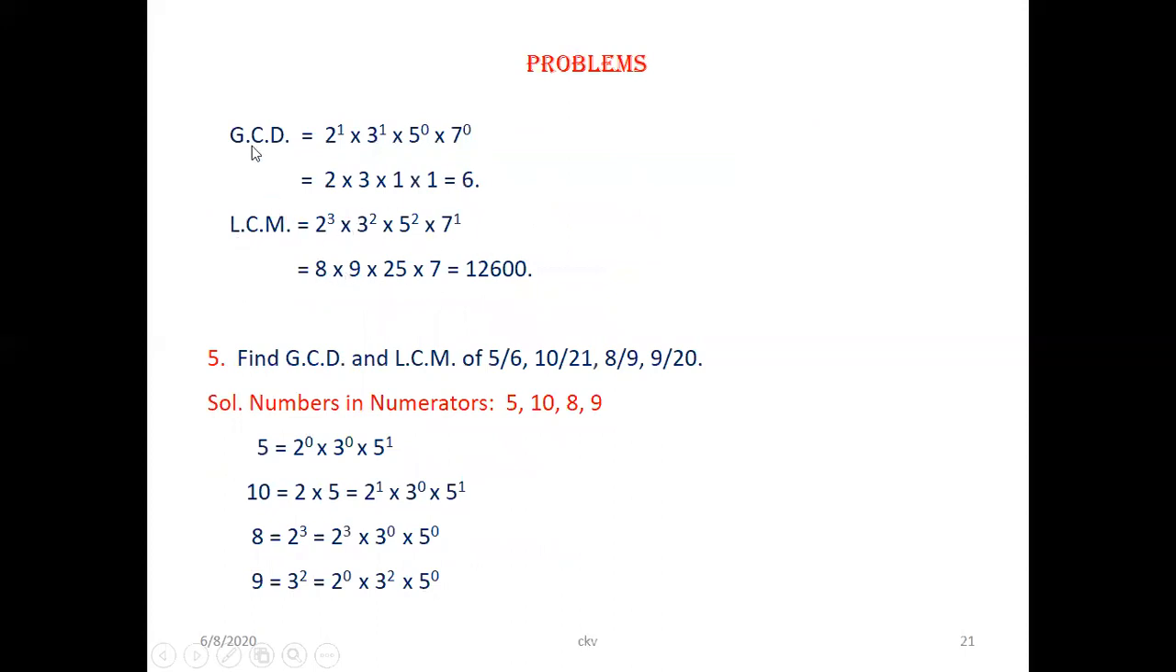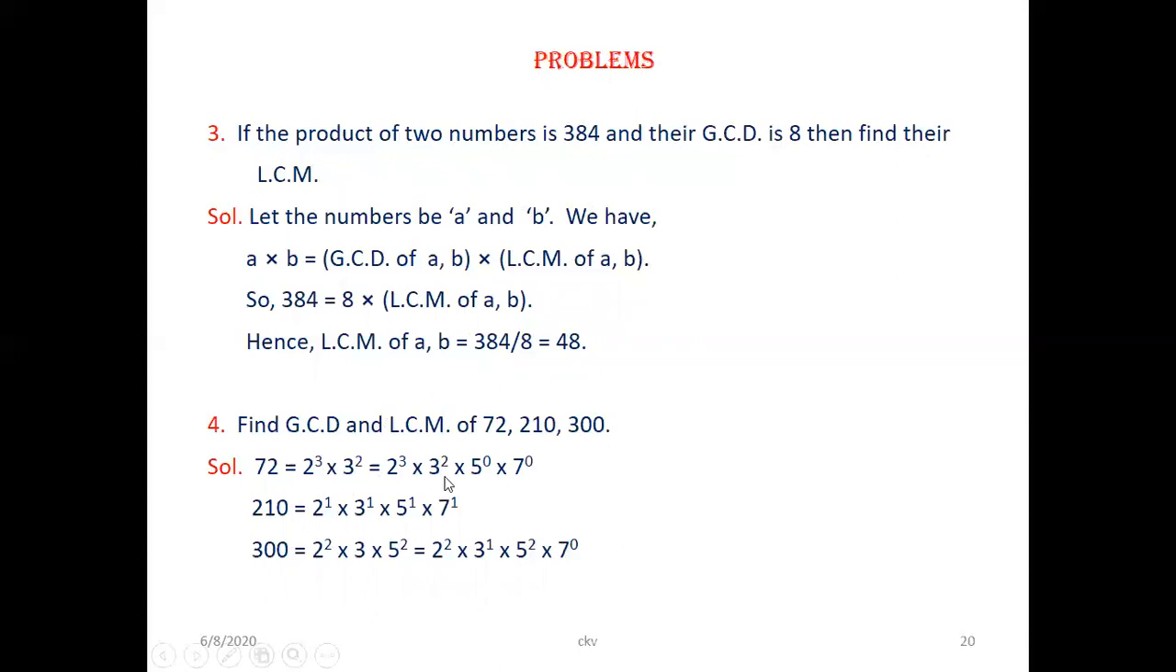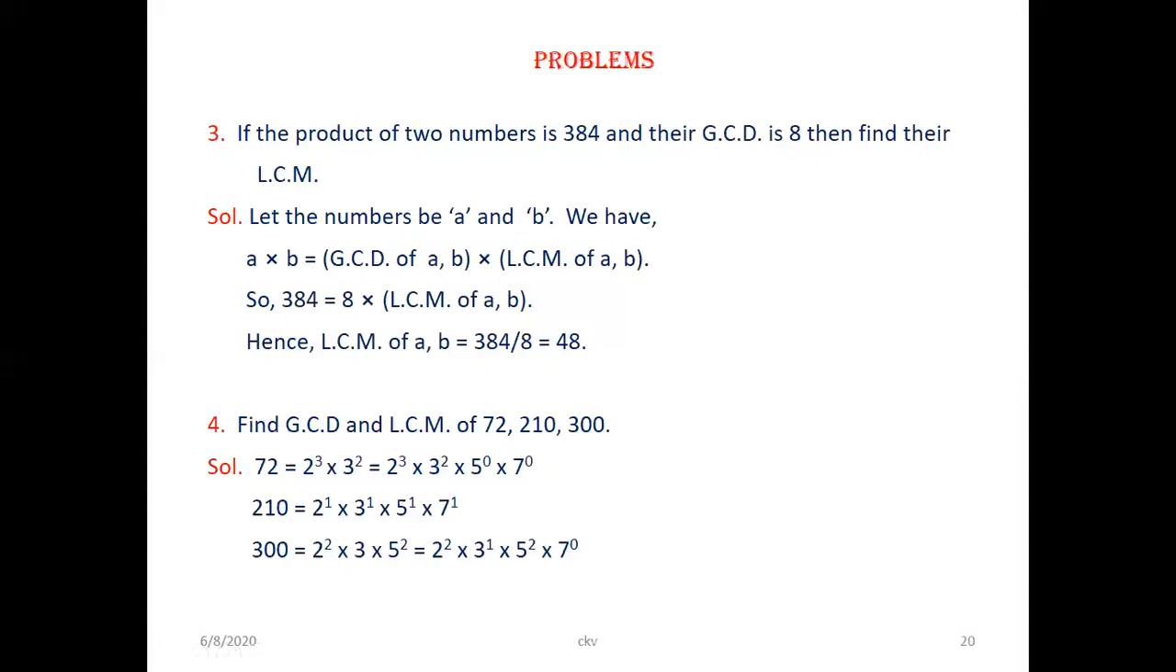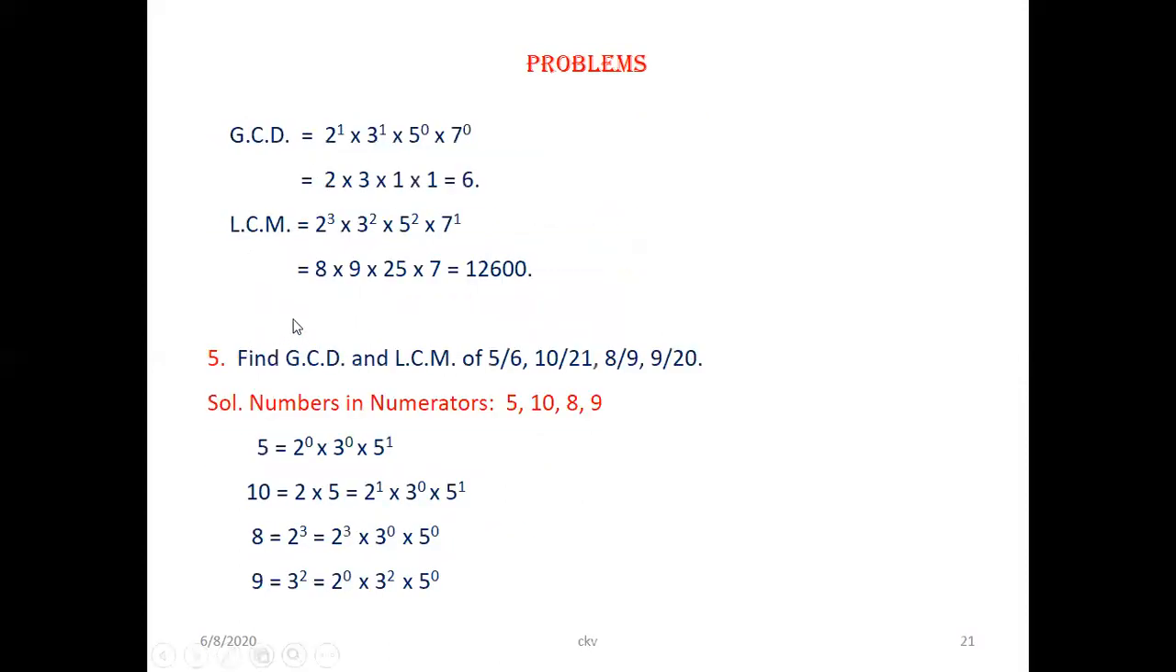And then for GCD, after writing the prime powers here, you pick up the powers with least. Here 2, 3, 5, 7 are common in all these numbers. So you write 2 into 3 into 5 into 7. To write GCD, you must pick up the small powers, and to write LCM, you must pick up the big numbers. See, like this. Here 0, 1, 1, 0, 0 are the small numbers, whereas 3, 2, 2, 1 are the bigger numbers. So GCD of the given numbers is 6 and LCM of the given numbers is 12600.